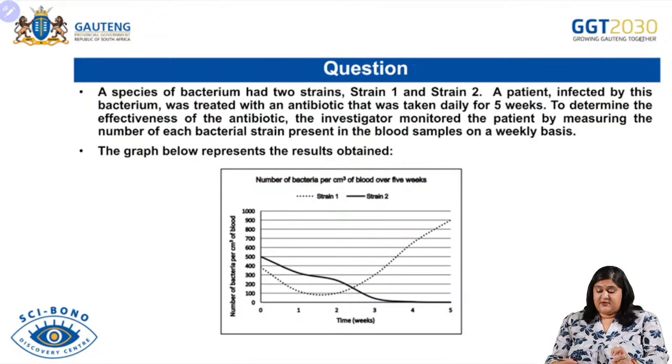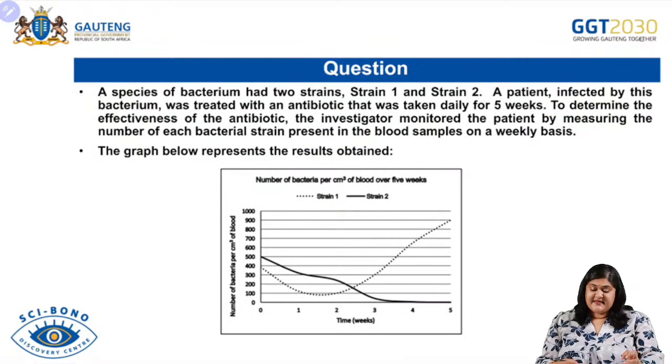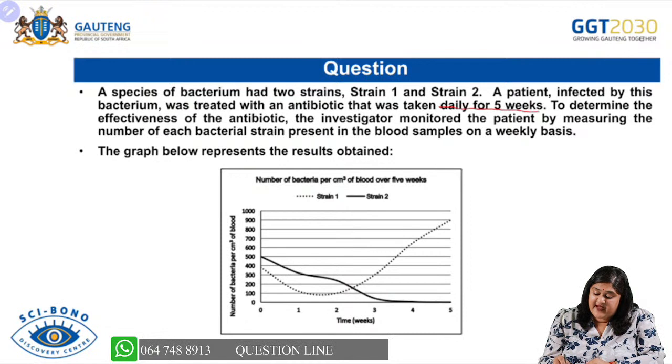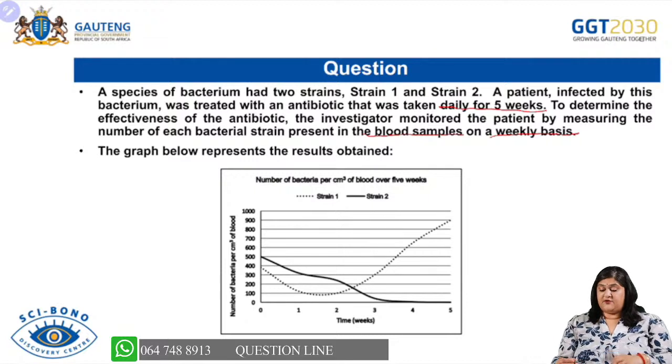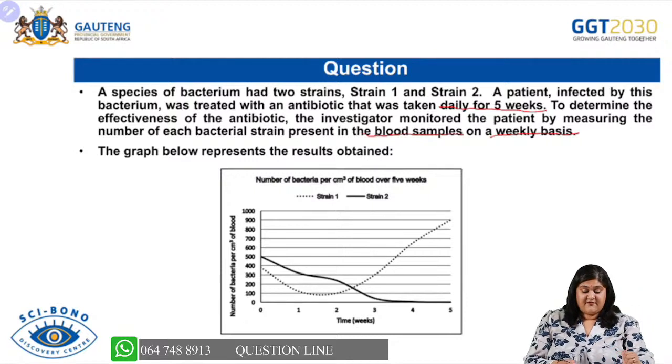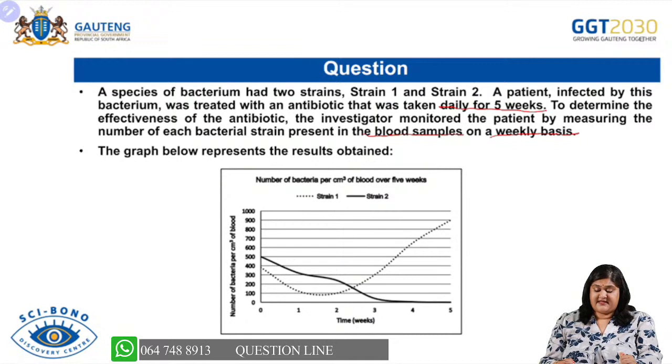Let's do a question. A species of bacterium had two strains, strain 1 and strain 2. A patient infected by this bacterium was treated by an antibiotic that was taken daily for 5 weeks. To determine the effectiveness of the antibiotic, the investigator monitored the patient by measuring the number of each bacterial strain present in the blood samples on a weekly basis. Okay, notice that I am underlining the keywords over here. Then we look at the graph below, which represents the results obtained.